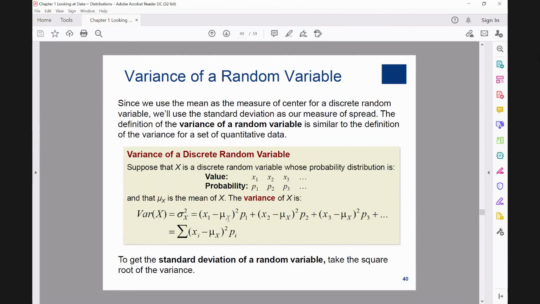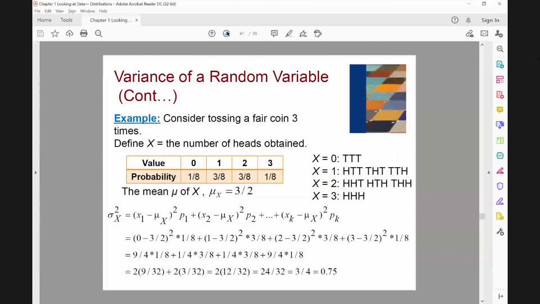Of course, mu x was evaluated before. Mu x is the mean, and we studied the mean in the slides before. Then the standard deviation is the square root of the variance. Here, as we clearly see, the variance is positive because it's the addition of positive expressions. That's why it's positive. This is one particular case.